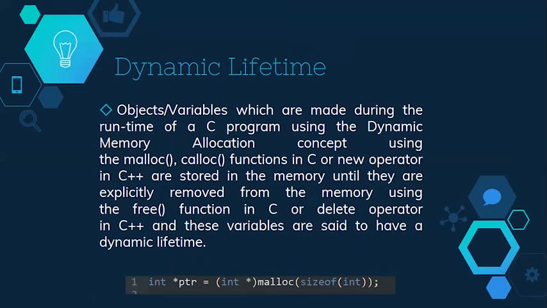Objects or variables which are made during the runtime of a C program using the dynamic memory allocation concept using the malloc, calloc function in C or the new operator in C++ are stored in the memory until they are explicitly removed from the memory using the free function in C or the delete operator in C++, and these variables are said to have a dynamic lifetime.